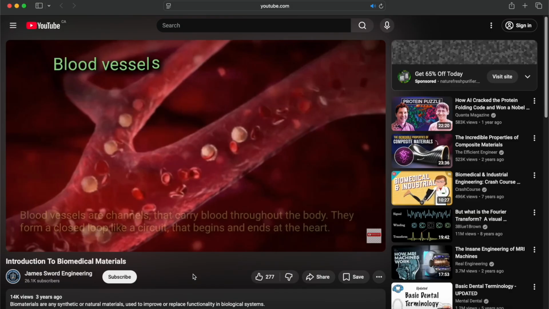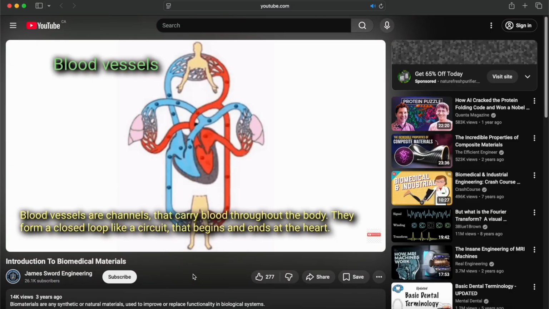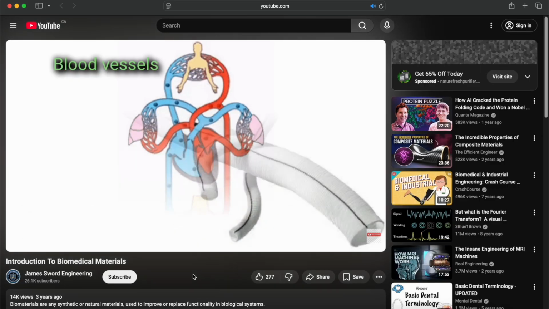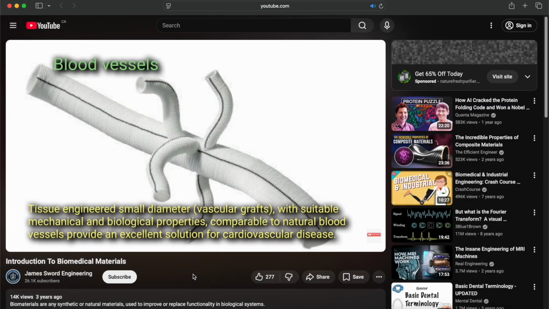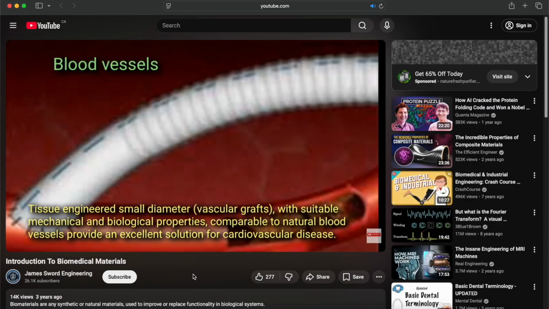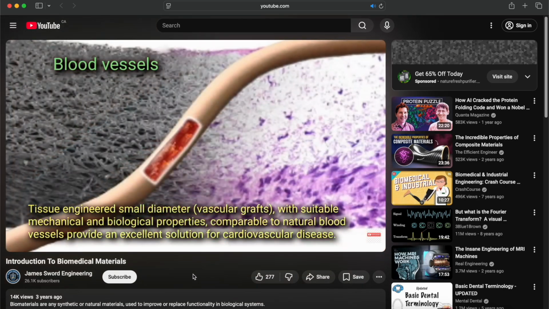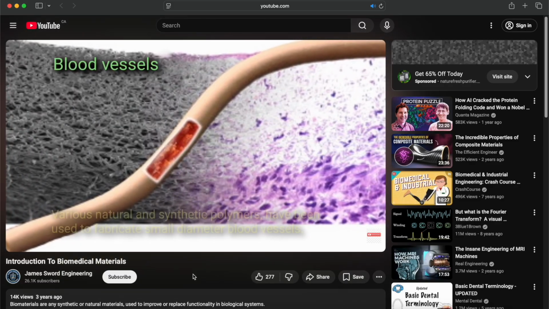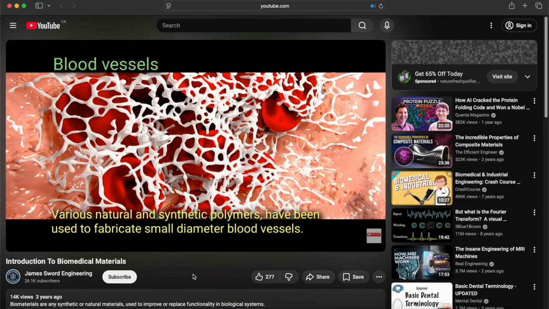Blood vessel. Blood vessels are channels that carry blood throughout the body. They form a closed loop like a circuit that begins and ends at the heart. Tissue-engineered small diameter vascular grafts, with suitable mechanical and biological properties comparable to natural blood vessels, provide an excellent solution for cardiovascular disease. Various natural and synthetic polymers have been used to fabricate small diameter blood vessels.